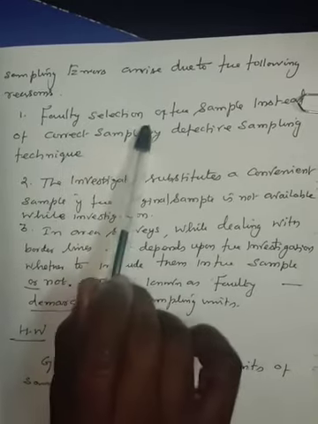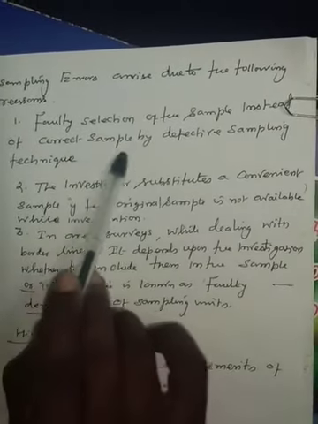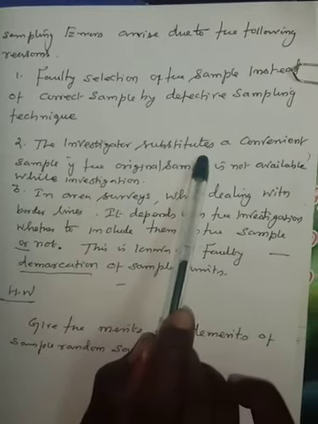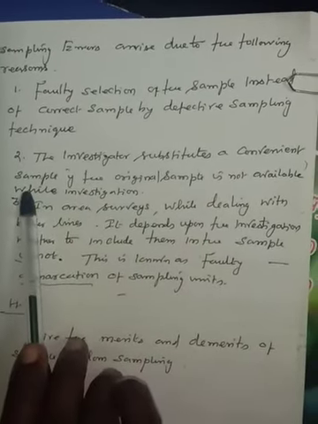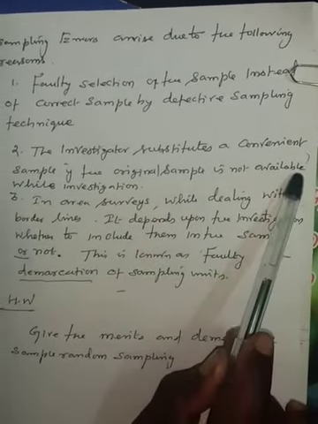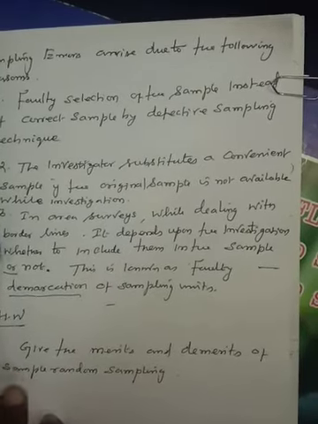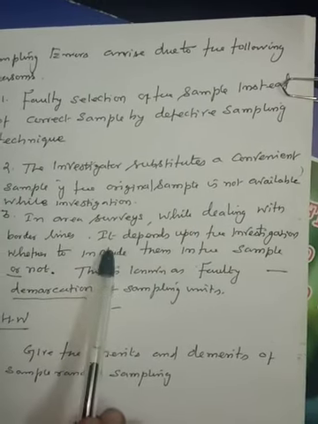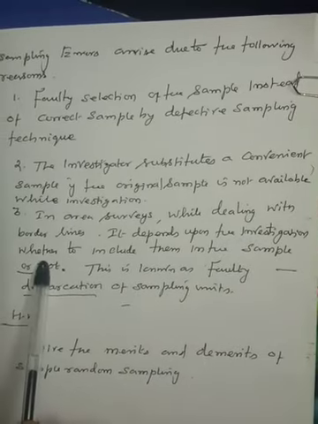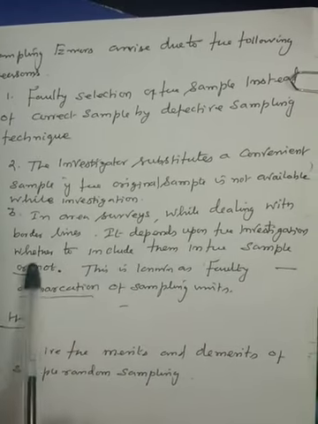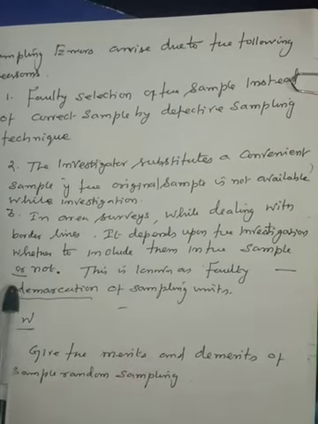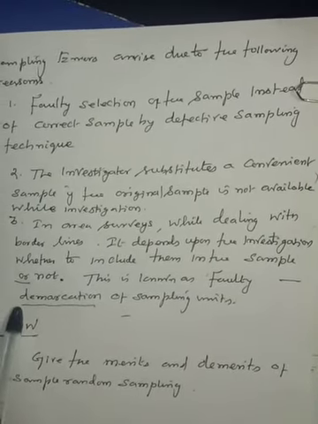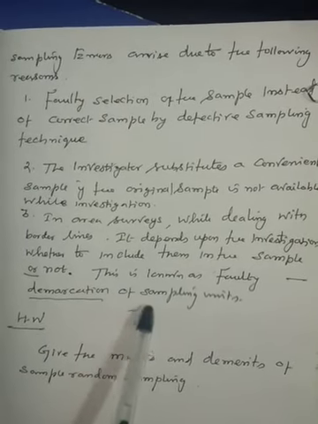Number 1, faulty selection of the sample instead of the correct sample by defective sampling technique. Number 2, the investigator substitutes a convenient sample if the original sample is not available during the investigation. Number 3, in area surveys while dealing with the borderlines, it depends upon the investigator whether to include them in the sample or not. This is known as faulty demarcation of the sampling units.